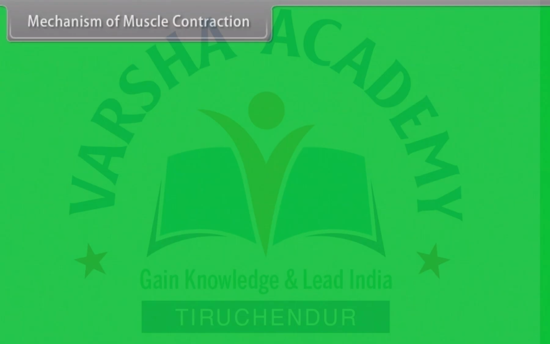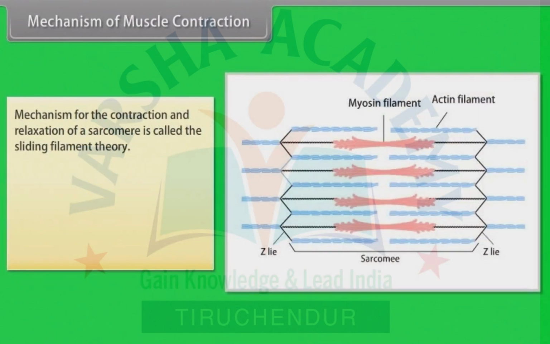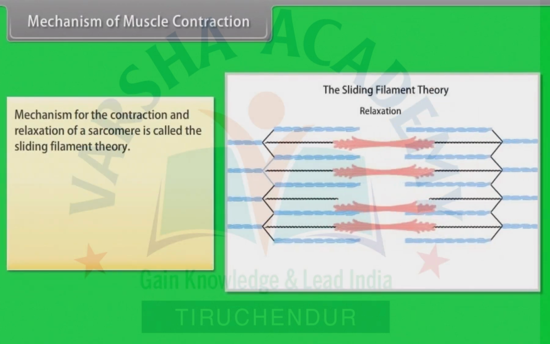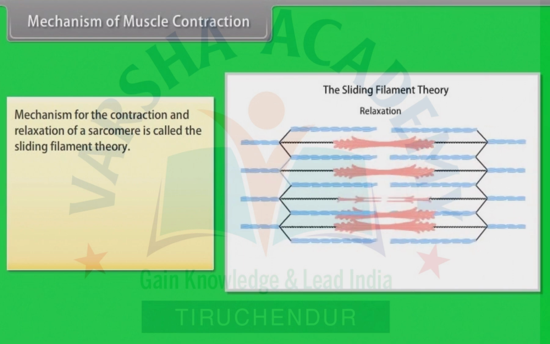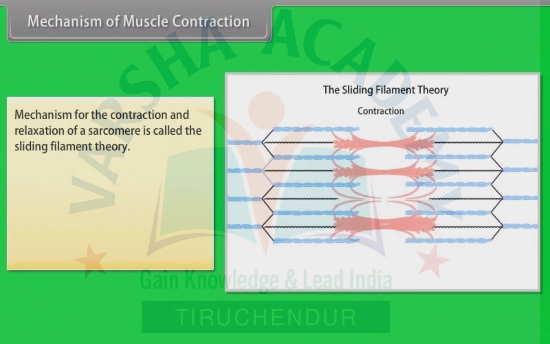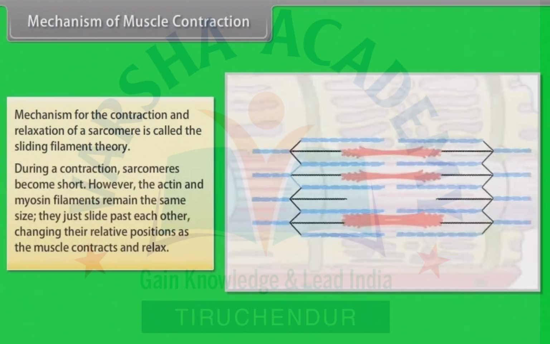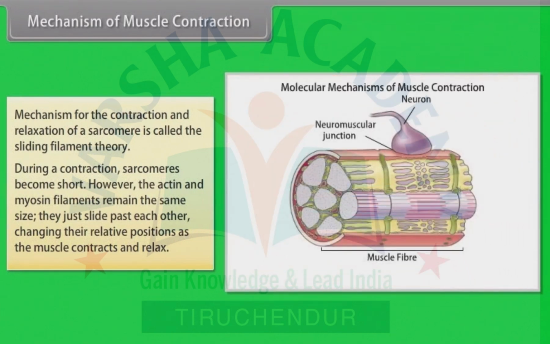Mechanism of muscle contraction. Mechanism for the contraction and relaxation of a sarcomere is called the sliding filament theory. During a contraction, sarcomeres become short. However, the actin and myosin filaments remain the same size. They just slide past each other, changing their relative positions as the muscle contracts and relaxes.